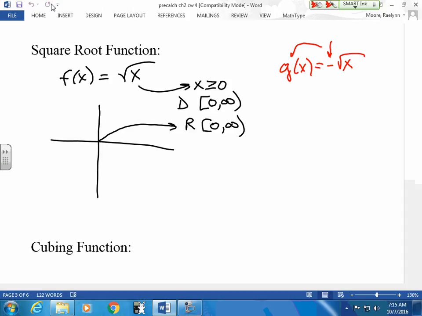When the y goes from positive to negative, where is the reflection? X-axis. So this gives me a reflection in the x-axis. So every point here will go like this. Did the domain change? Nope. Domain's still the same. Did the range change? The range is the opposite now. So it's negative infinity to 0.